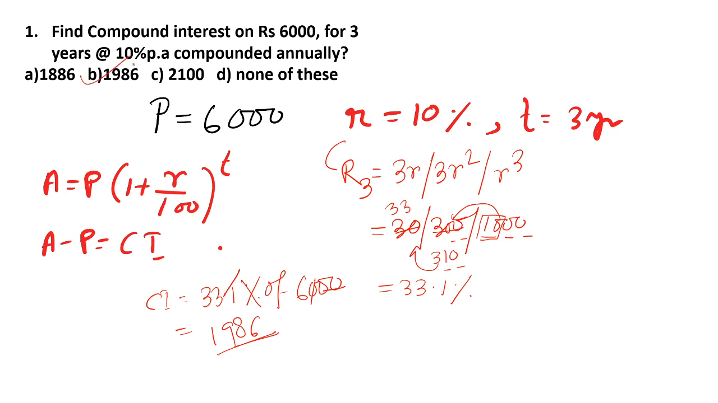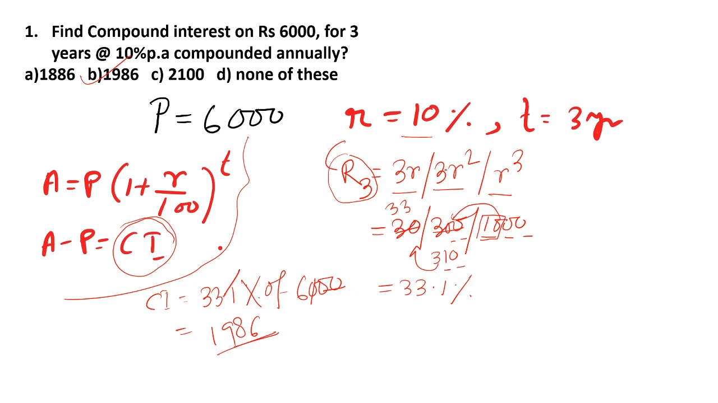Here you see we haven't applied the basic method. What is the basic method? As you all know, which we have already learned in our school days, amount is equal to P into 1 plus R by 100 to the power T, and from the amount, if you subtract the principal, you will have your compound interest. But if you apply this method, it will take some time. So let us convert it into the equivalent rate of interest per annum for 3 years, R3, whose formula, as we explained in the last class, is 3R by 3R square by R cube.